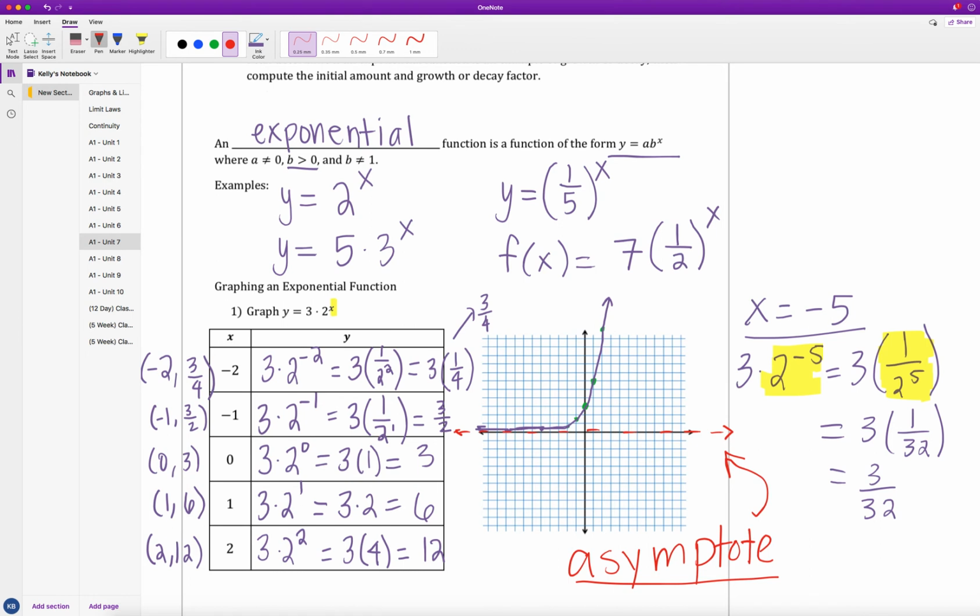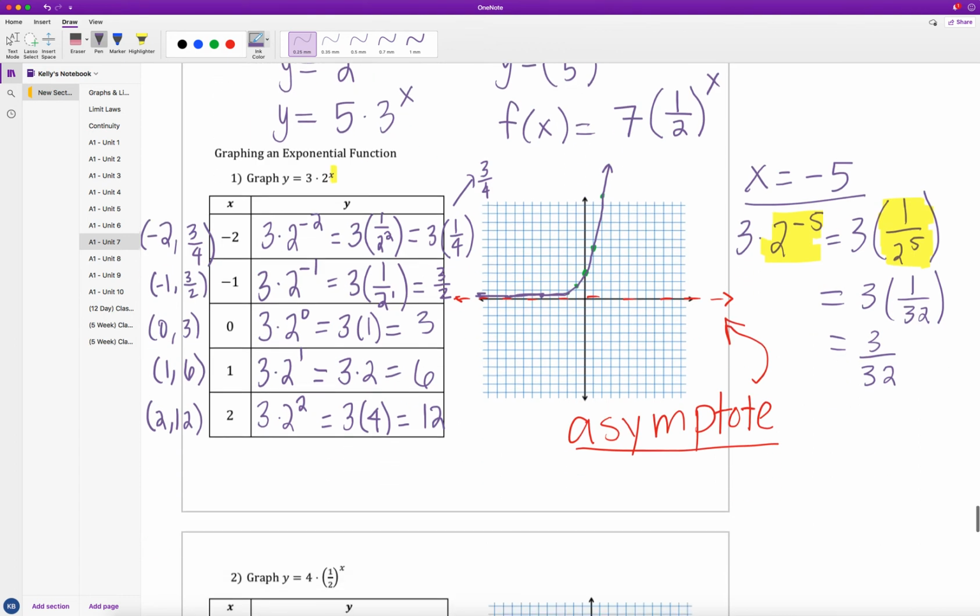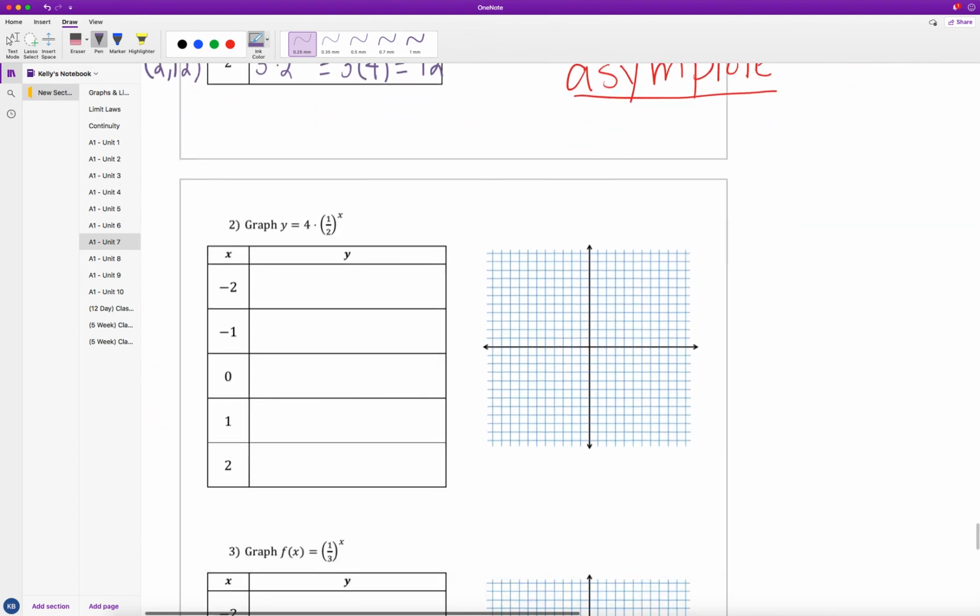So on these exponential functions, we're going to see in every example that we do today that we'll have a horizontal asymptote at y equals 0, or at the x-axis. And the reasoning behind that is because this graph is never going to touch or cross the x-axis, since all of my y values will still be positive numbers. Okay. There's our first example of an exponential function. Let's look at another one and graph it.